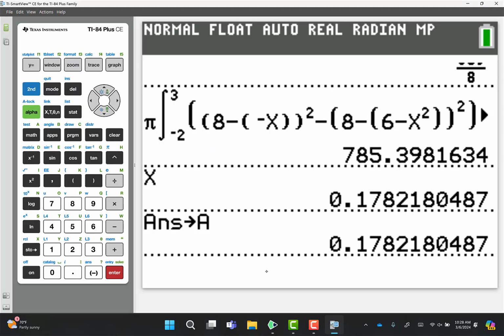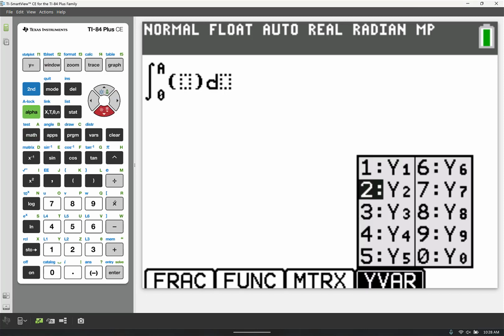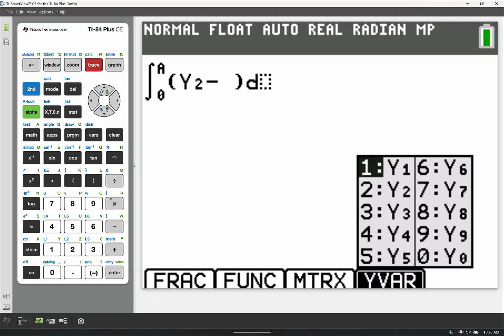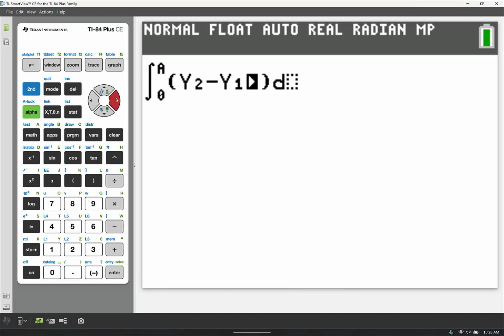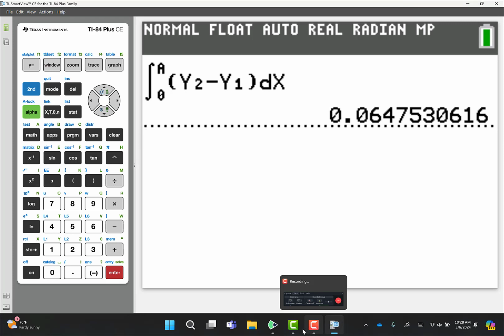So I'm going to go math 9, from 0 to A. And I'm assuming that I already have A in here. Alpha trace, I think the 4 to the negative x, I put it in y2, minus alpha trace y1. And if you get a negative, that means you reverse them. 0.064 or 0.065.